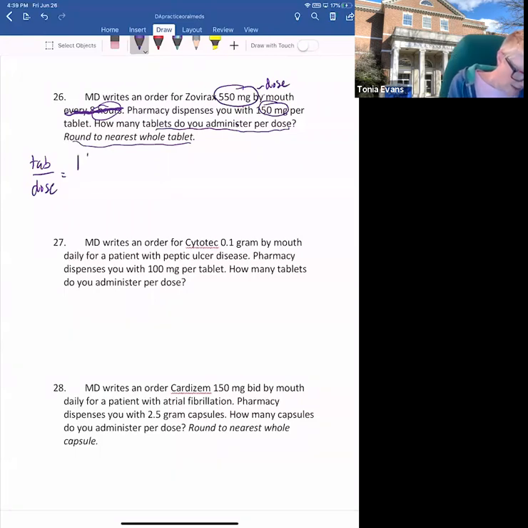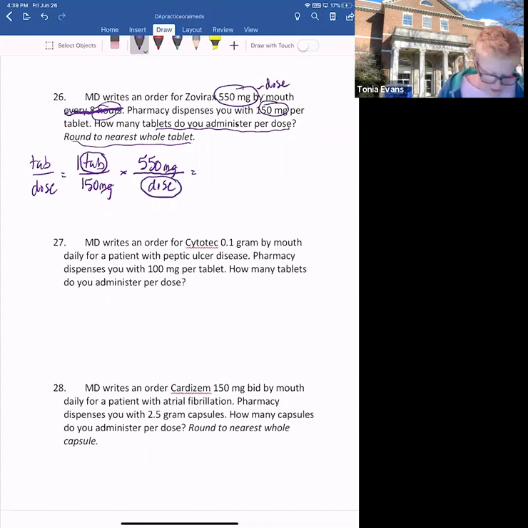So I know that in 1 tablet, I have 150 milligrams. So I've got my tabs there. And I need to get rid of that milligrams. My order is for 550 milligrams per dose. Milligrams cancels out. I'm left with tabs per dose. And I have 550 divided by 150 equals 3.67. We're going to round to the nearest whole tablet. So that will be 4 tablets per dose.